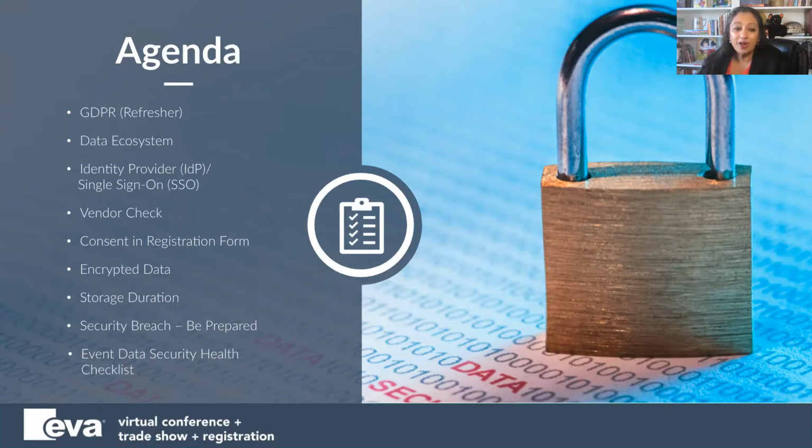We also will talk about security breaches. You know, we don't like to think that it would happen, but let's be prepared for it. So let's talk a little bit about that towards the end of the session today. And then at the very end, after we've reviewed a few things, we'll go through an easy checklist that you can follow within your own organization to get ready for your next event. So you can have the peace of mind that you've got things safe and locked down.